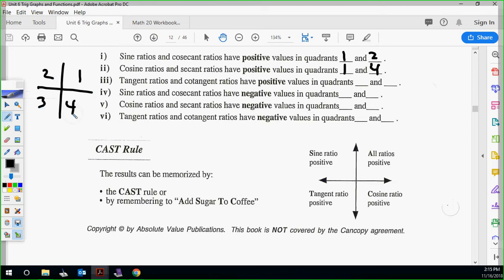And then tangent ratios are positive in 1 and 3. That's a tricky one because 3 is that negative section, which makes it positive for tangent. And then conversely, sine's negative in 3 and 4 because that's the bottom for y. Cosine and secant are negative in 2 and 3. That's the left side for x. And then tangent's negative in 2 and 4. And so then there's your CAST rule. Whatever helps you remember.